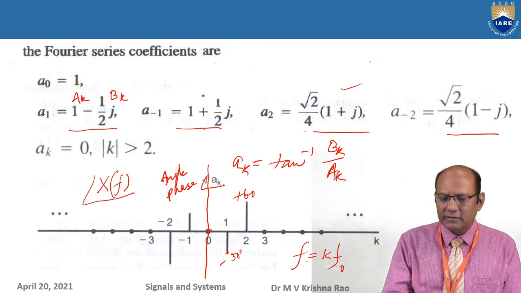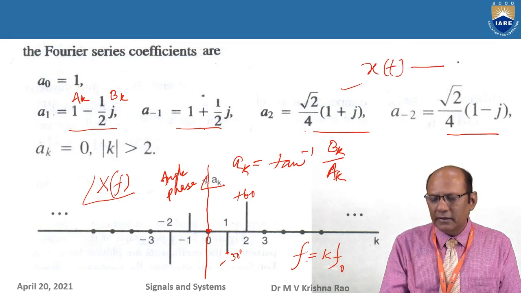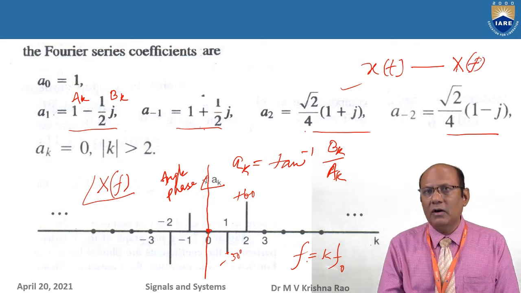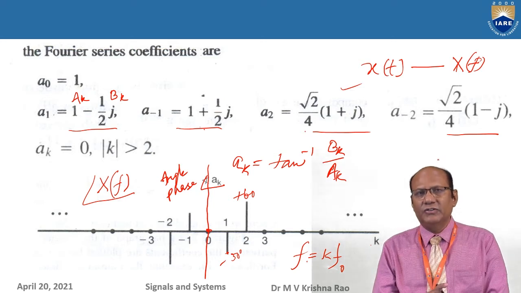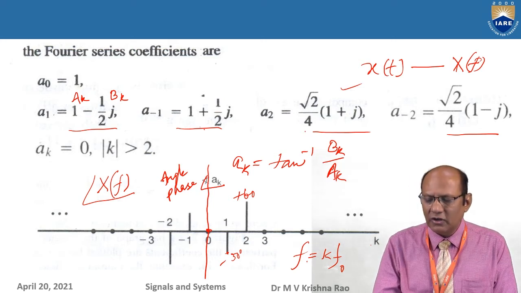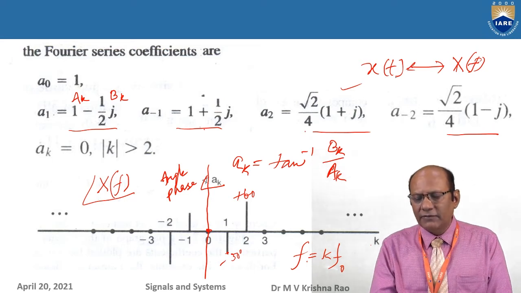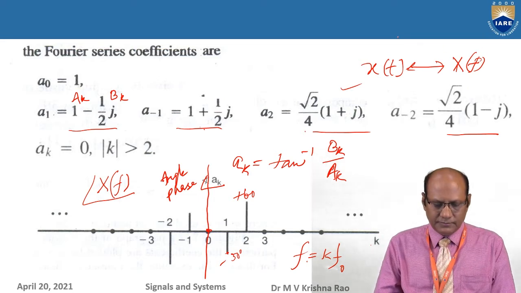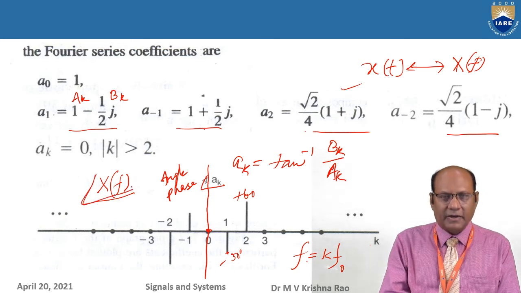Capital X of f and small x of t both form the Fourier series pair. Because I have not introduced the Fourier transform so far, I call this the Fourier series. X of f is the Fourier series of x of t. X of t is the inverse Fourier series of the other. Okay, like that. So this is nothing but your phase spectrum.